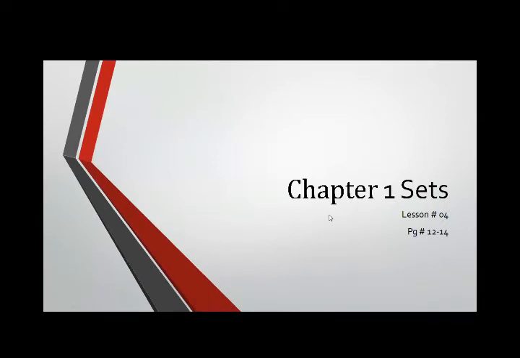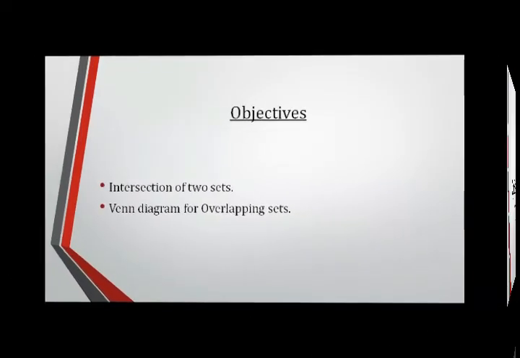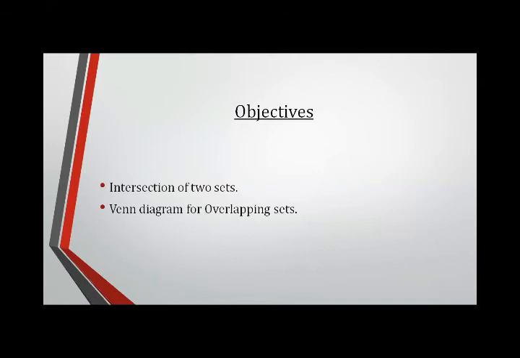Today we are going to start our fourth lesson from chapter number 1, Sets, which starts from page number 12 to page number 14. Now here are the objectives of today's lesson. First objective is intersection of two sets. The second one is Venn diagram for overlapping sets.